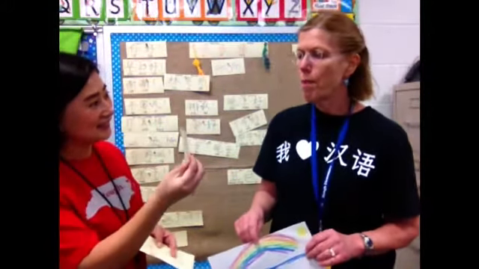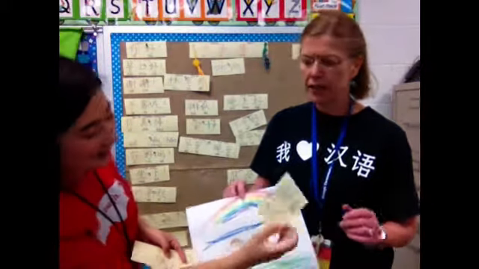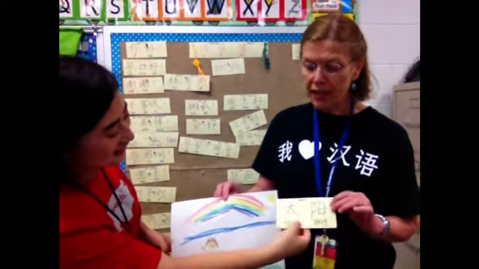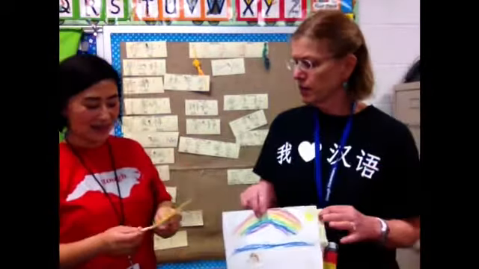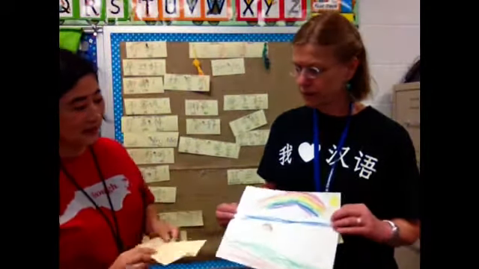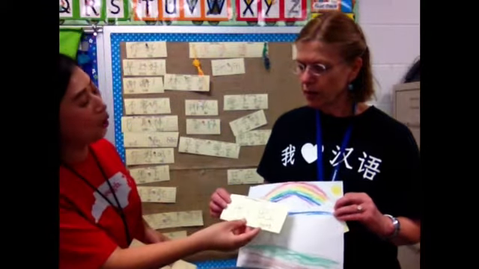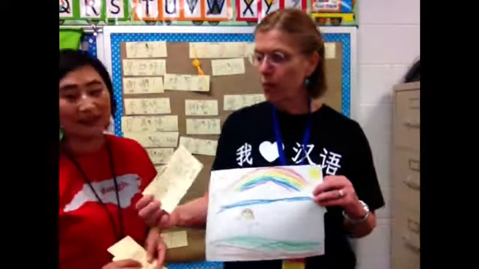太阳。 Yes, 太阳. Is this the sun? 太阳. Oh, the sun. 很好。 And the next one is the colorful 彩虹。 Okay, and that's rainbow.